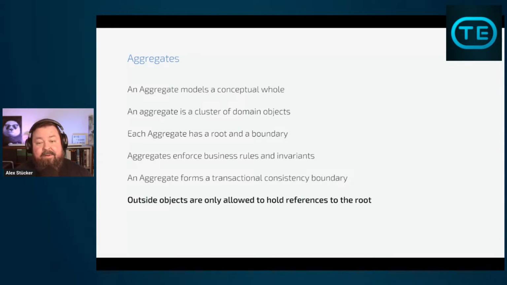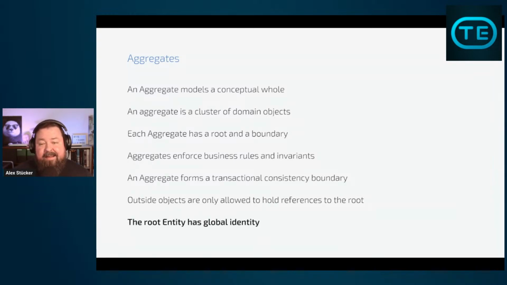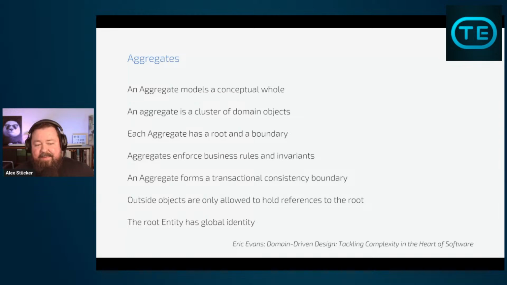And then another thing is that outside objects are only allowed to hold a reference to the root of the aggregate. And the root entity has a global identity. This is from the book by Eric Evans, Domain-Driven Design: Tackling Complexity in the Heart of Software. That is how he defined aggregates. Something I forgot to say is that the root entity of an aggregate is called the aggregate root.